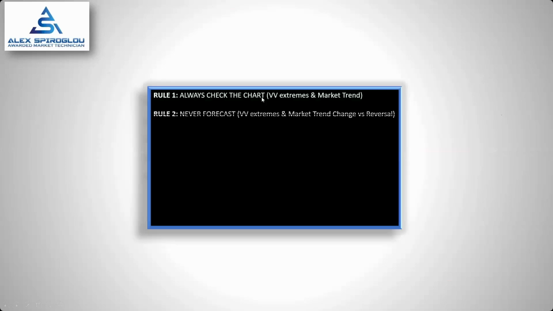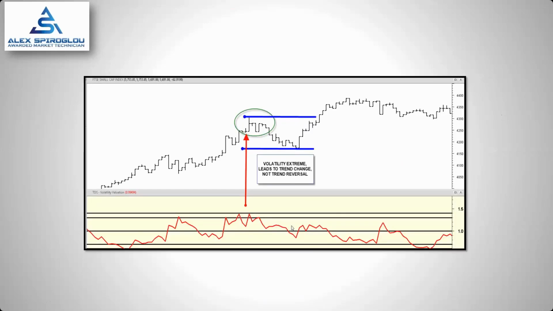So what is the second point we're trying to make? Never forecast based on that. I've seen it many times when the market reverses, and sometimes it just changes. So be aware of that. But it can be very useful, for example, for your stops or to take profits, irrespective of whether it's going to be a trend change or a trend reversal. But don't automatically assume that the market will reverse, because on a number of occasions it does not.